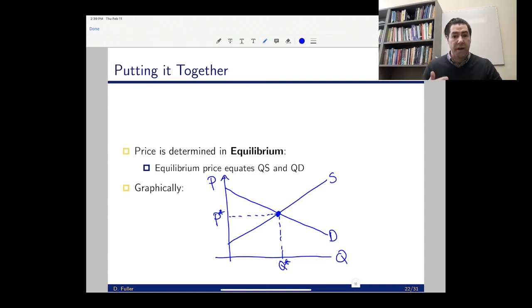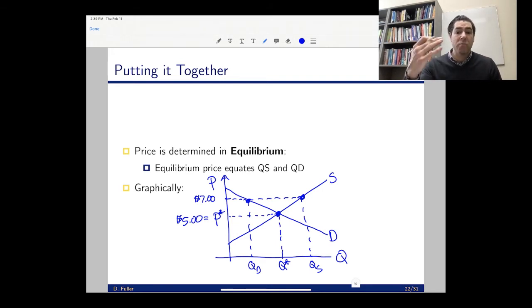So we'll do an example here in a second, but notice if the price was too high, so let's say our equilibrium price is $5, and let's say that the price was higher than that, at $7. Notice what it means is that the quantity supplied is greater than the quantity demanded. That makes sense given what we know about demand and supply. When the price is high, more people are willing to supply the good, but fewer are willing to purchase it. And so when the price is too high, we get what we call a surplus. Quantity supplied exceeds quantity demanded.